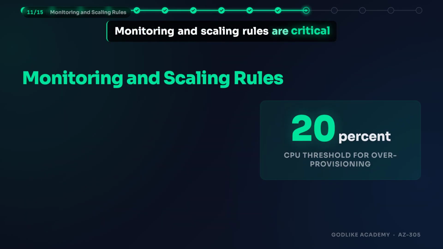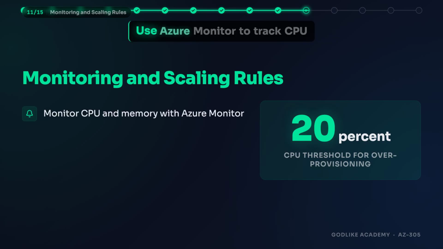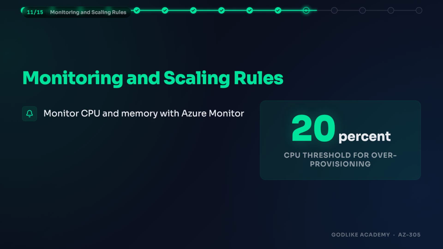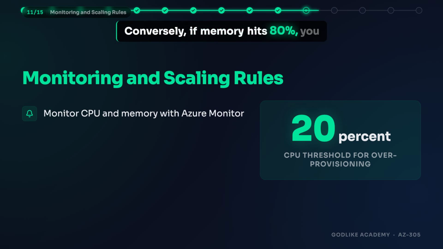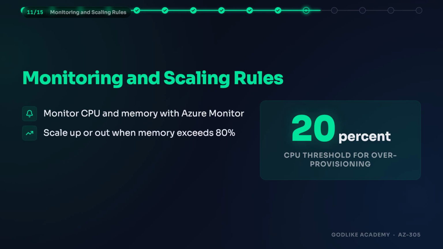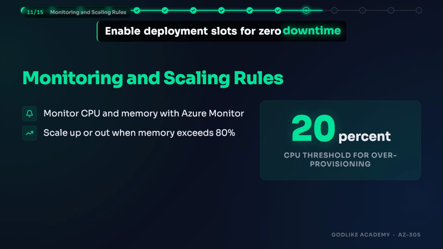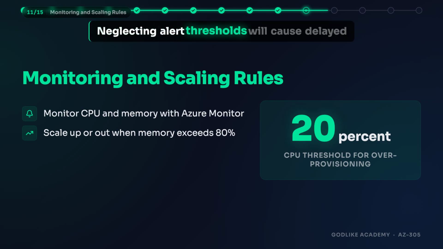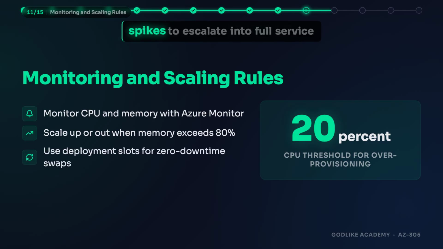Monitoring and scaling rules are critical for maintaining performance. Use Azure Monitor to track CPU and memory usage. If average CPU stays below 20%, you are likely overprovisioned and paying for idle capacity. Conversely, if memory hits 80%, you need to scale up or out. Enable deployment slots for zero downtime swaps, allowing you to test staging versions before swapping them into production. Neglecting alert thresholds will cause delayed incident responses and allow minor latency spikes to escalate into full service outages.